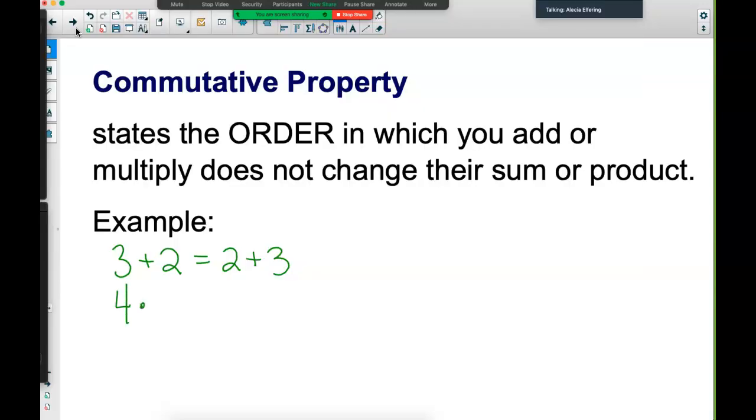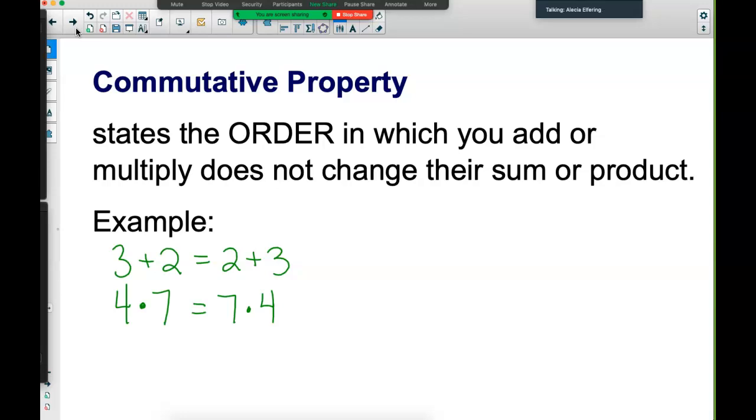4 times 7 equals 7 times 4. We know that we can switch the order when we multiply. We get the same answer. It does not work with division or subtraction. So we cannot use the commutative property for division and subtraction.